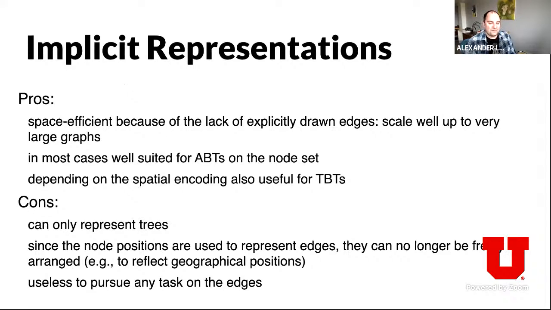And the negatives: these implicit representations can only represent trees, just because of this arrangement of adjacency or containment that encodes the edges. That doesn't work if I have more than one relationship in general. And because we are using the node positions to represent edges, we cannot freely arrange them. So we couldn't combine a map with a tree map, for example. And it is kind of useless to pursue any tasks on the edges in these kinds of representations.